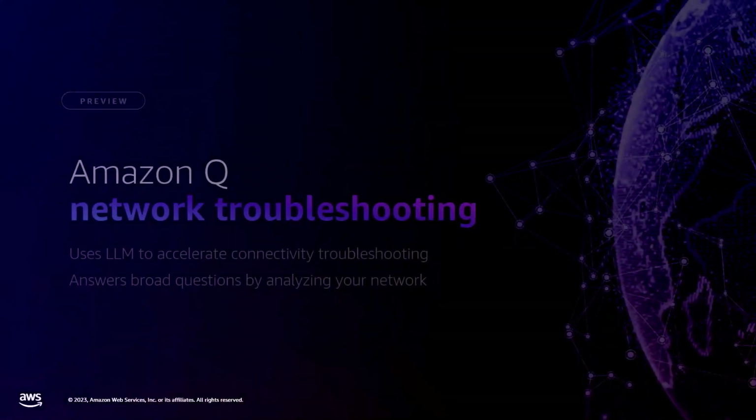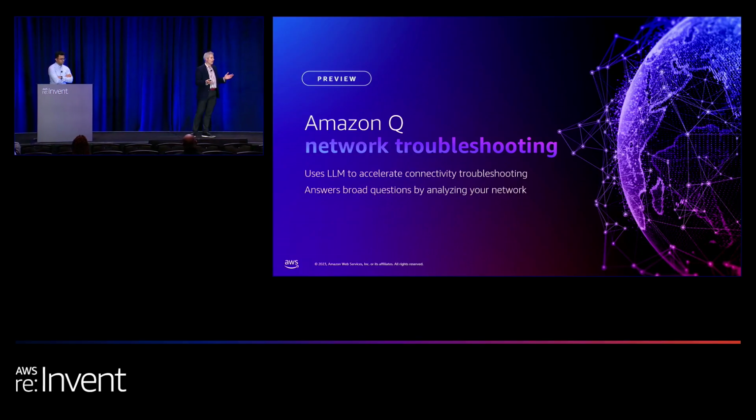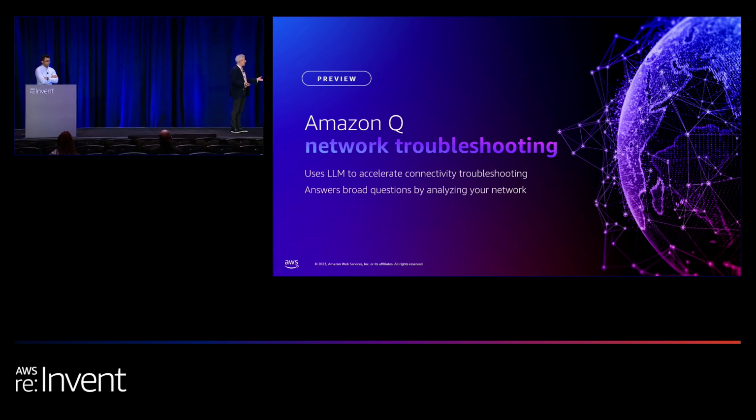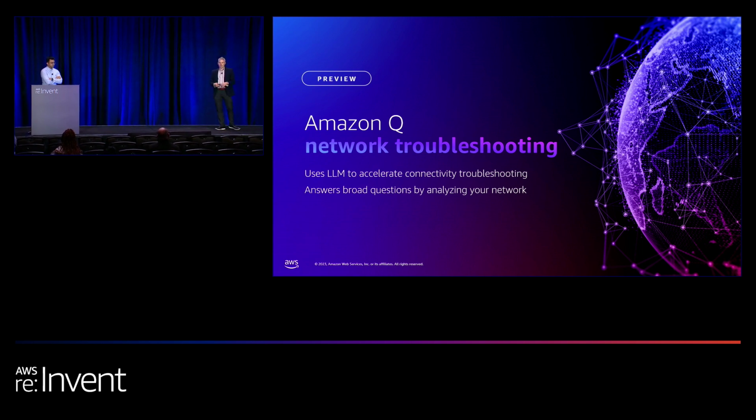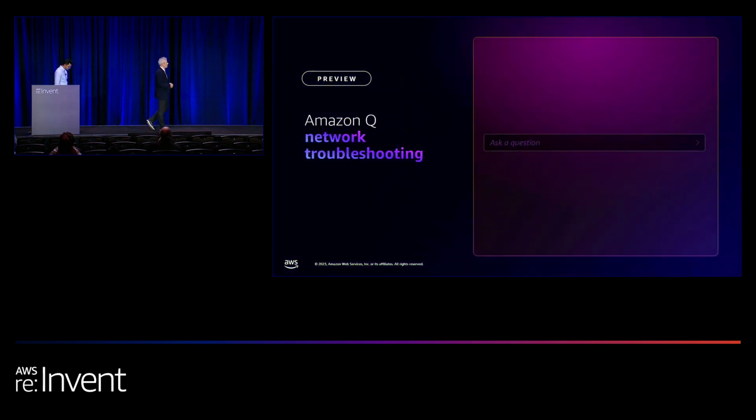Okay. So our final feature that we're talking about is Amazon Q for network troubleshooting. Once again, it uses large language models to check connectivity for troubleshooting and answers broad questions. As a lot of folks who deal with networking stuff know, anytime there's a problem, the first question is usually to the network administrators or other people, like, what's going on? And so we're trying to allow you to ask plain text questions and do some consolidation to boost productivity here as well for those of you who work with network issues.